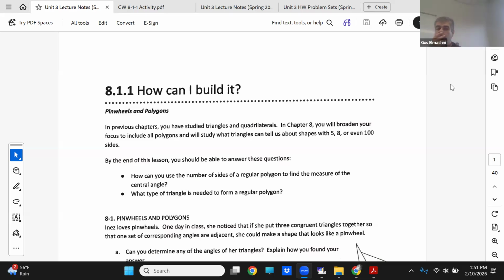Okay, so let's talk about 8.1.1. How can I build this? We're going to be talking about polygons, meaning we're going to be starting to talk about shapes that have five or more sides, like pentagons, hexagons, and so forth.